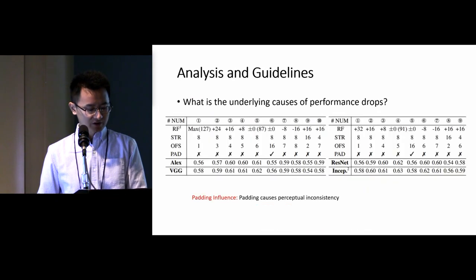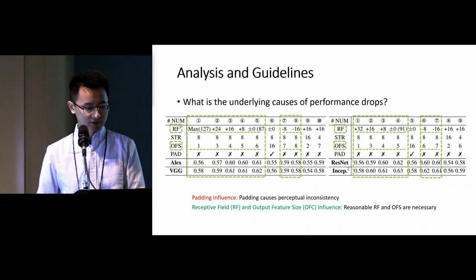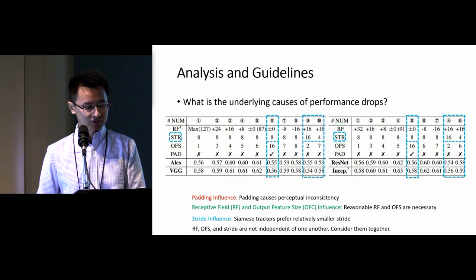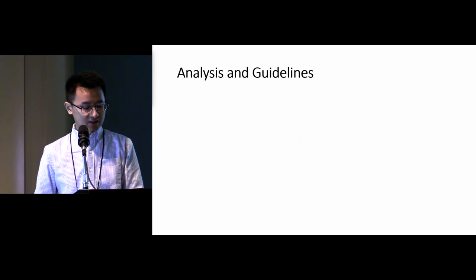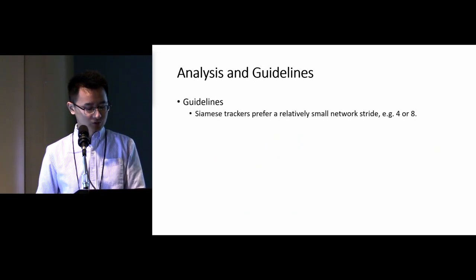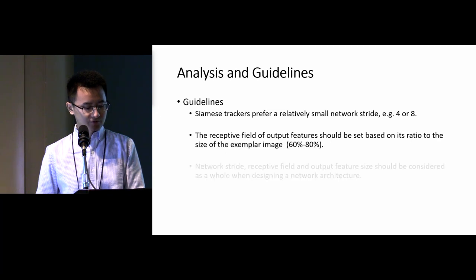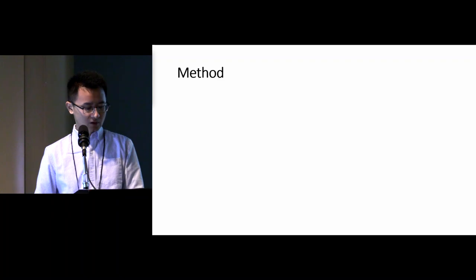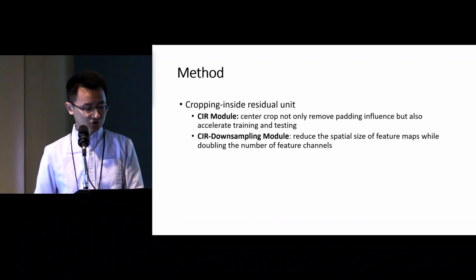Moreover, we found that the size of the receptive field and feature map also impact the tracking performance. Also, Siamese trackers prefer a relatively small network stride, which is more precise in object localization. Based on the analysis, we summarize four guidelines for Siamese network design with respect to stride, receptive field, feature size, and perceptual inconsistency. Then we design new network architectures and increase the backbone depths and widths.